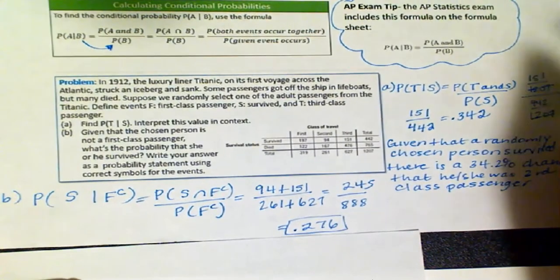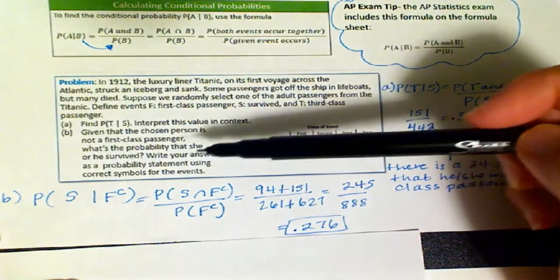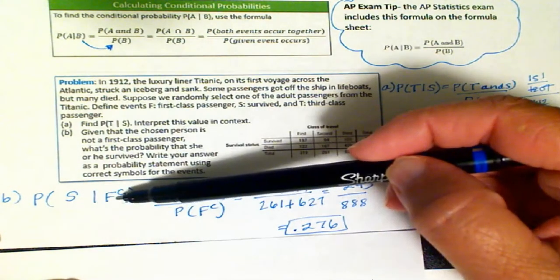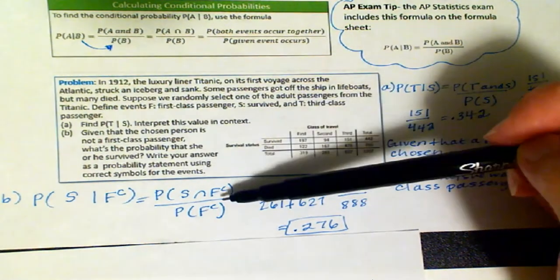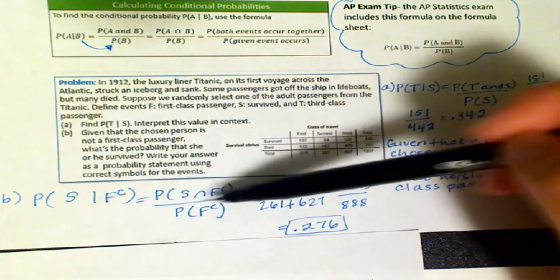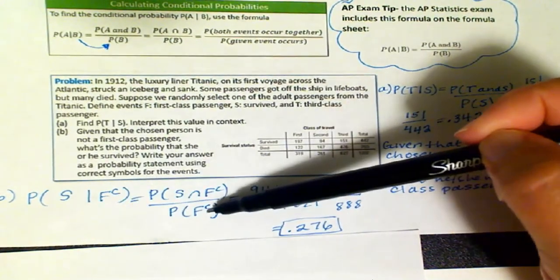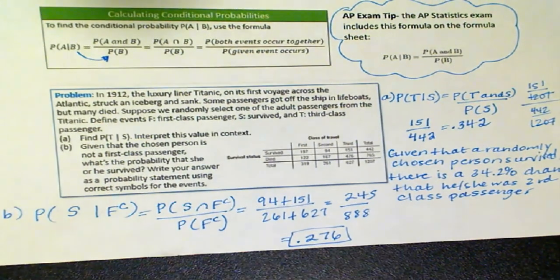So the big thing to remember is anytime you see the word given, you have a conditional probability. The conditional part goes behind the line, and then the other part of the probability problem goes in front. And then it's always the probability of both things happening over the probability of this. This would always be in your denominator. All right, so we're going to do a couple more examples here.